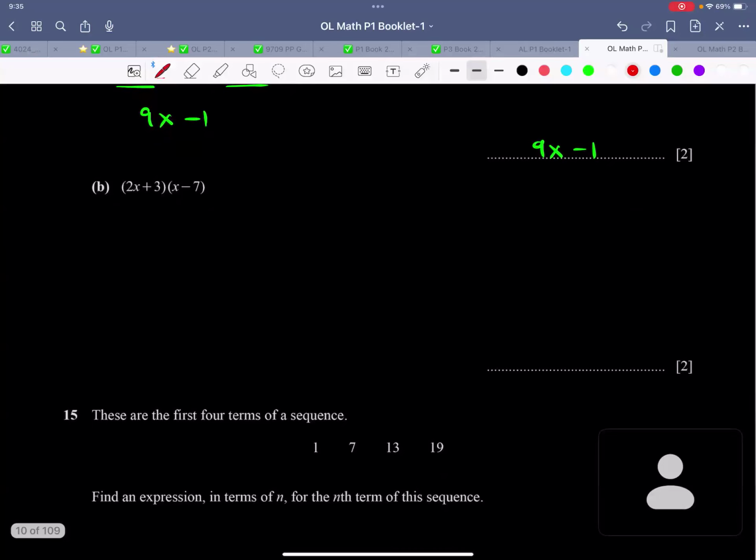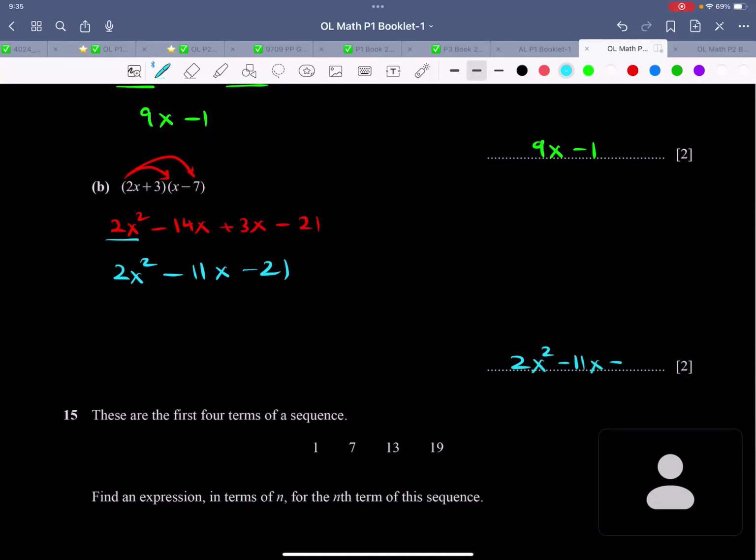This one, let's multiply 2x into x, that is 2x squared. 2x into -7, that is -14x. 3 into x, that's 3x. 3 into -7, -21. So this is 2x squared, -11x minus 21. So this is the answer, which is 2x squared minus 11x minus 21.